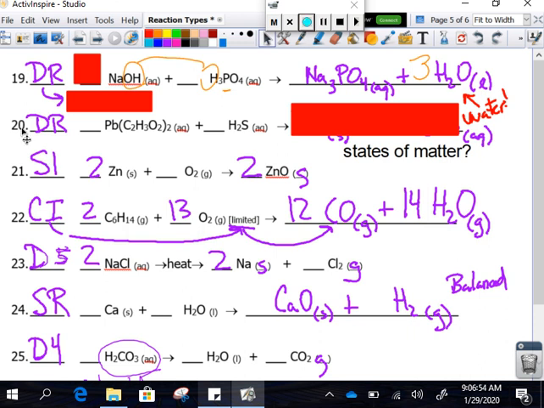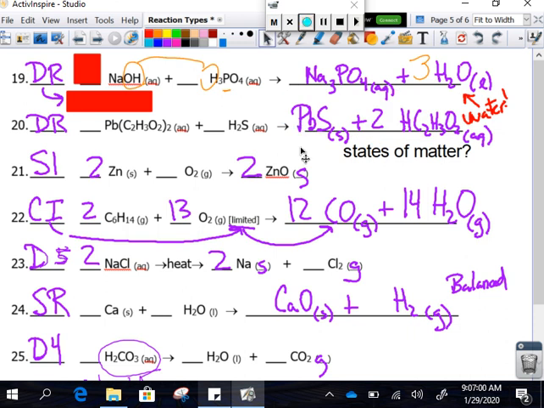And then number 20, we have the lead and the sulfur coming together, and that's going to make PbS. And then the hydrogen and the acetate are going to come together, making HC2H3O2. PbS is insoluble. Again, I'm using the solubility rules for my states of matter. Since it's insoluble, it's a solid.